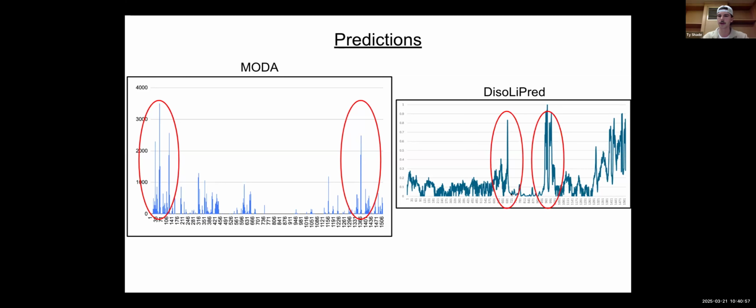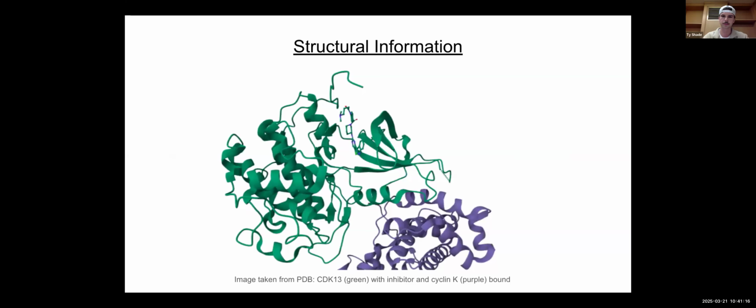It predicts 2 membrane interaction regions, one on either side of the kinase, which is interesting because this could cause docking to the membrane while not in use. But the literature doesn't show much on this, so it's a potential future area of research. Since the structure is solved, just a little bit about structural information. So this is CDK13 in green here, and then cyclin K in purple with an inhibitor bound at the active site, taken from the PDB.